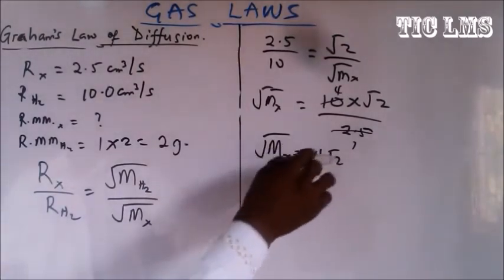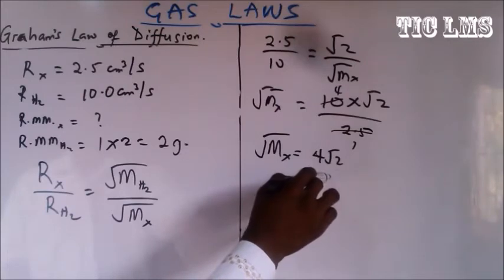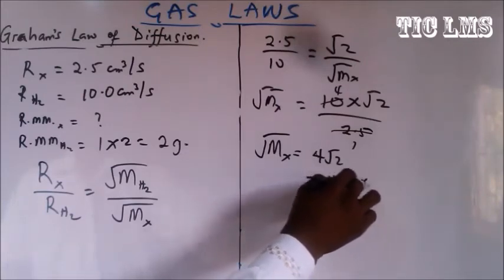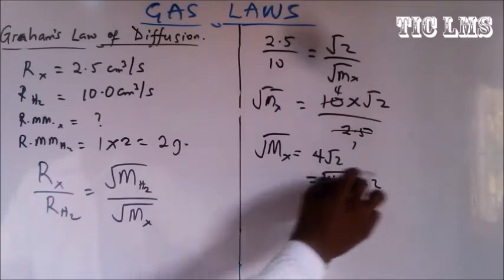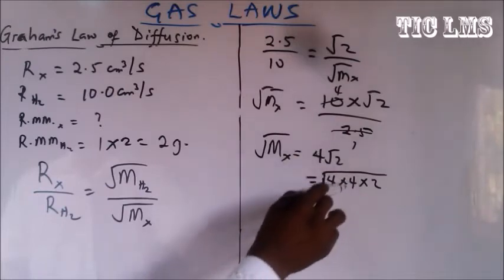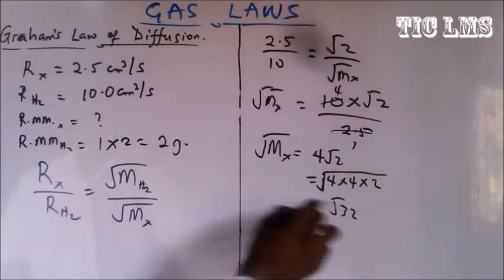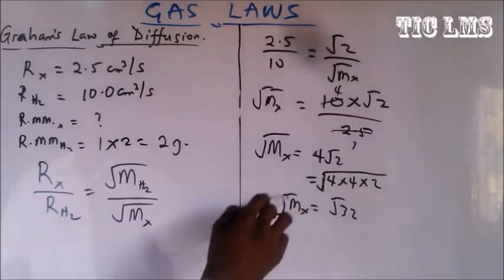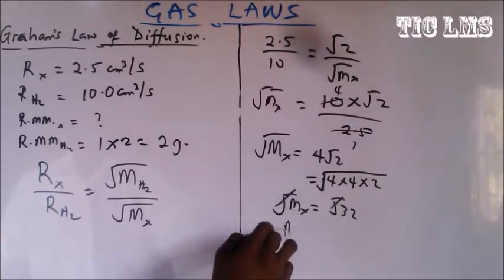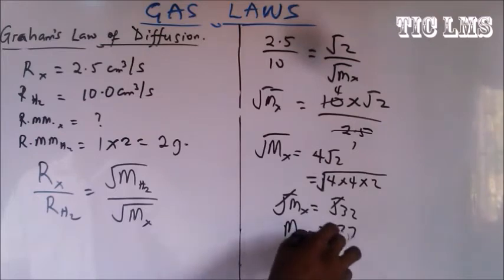Now we can bring this 4 in here. It will become 4 times 4 times 2. When the 4 comes in, it becomes 4 times 4, which is 16. 16 times 2 is 32, equal to mx. The roots cancel, so we are left with the molecular mass of x equal to 32 grams.